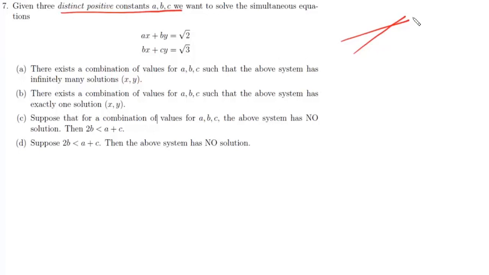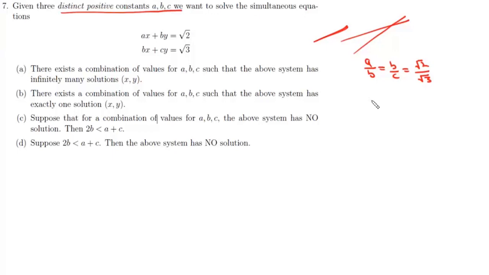Now first is, there exists a combination of values of A, B and C such that the above system has infinitely many solutions. Now we know that two lines, they'll have infinite solutions if they are same lines. So in that case, we'll have A1 upon A2 equals B1 upon B2 equals C1 upon C2. So for this, we'll have this condition A upon B must be equal to B upon C, and it must be equal to root 2 upon root 3. So it is possible to have this combination.